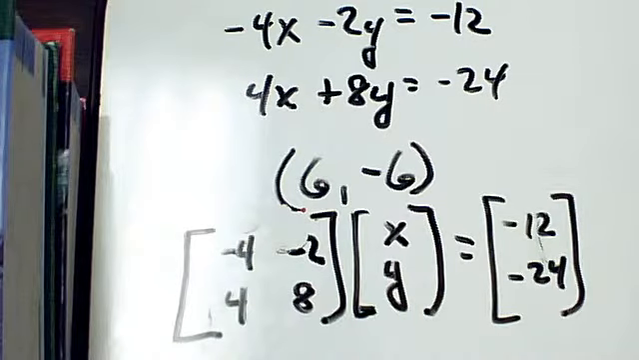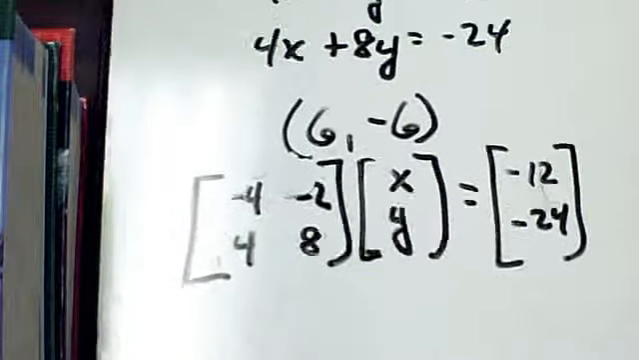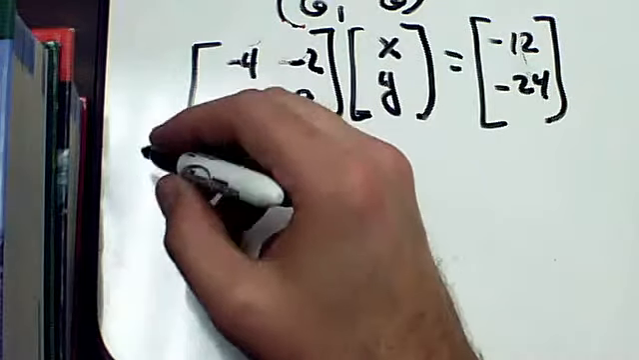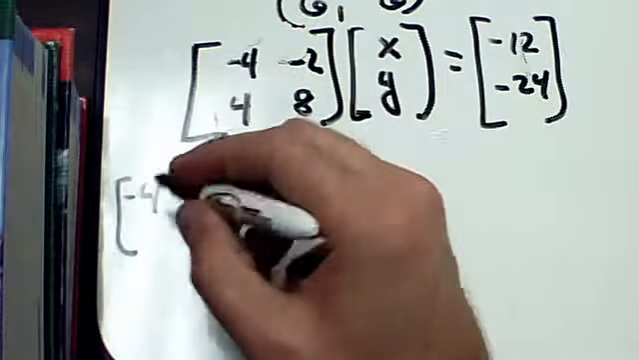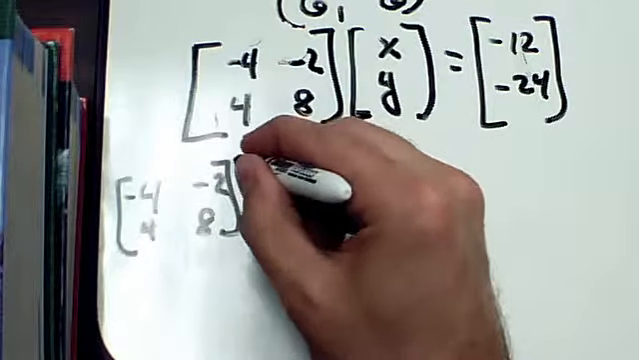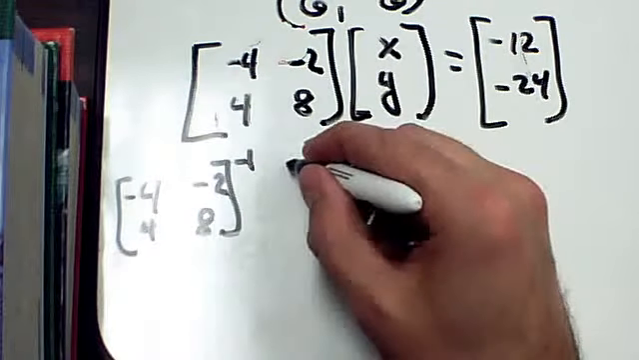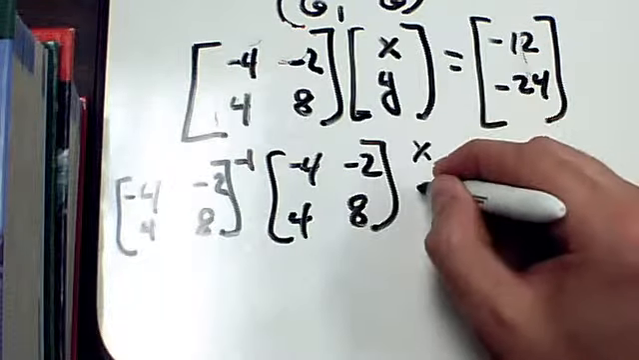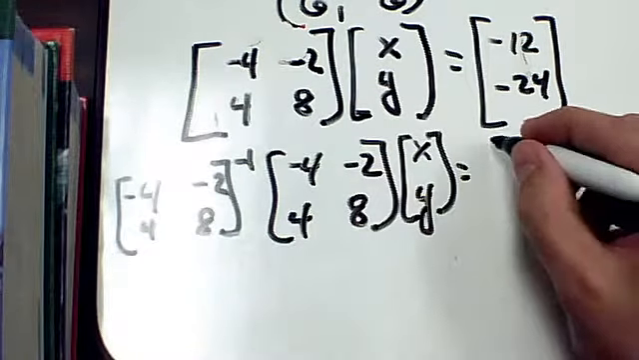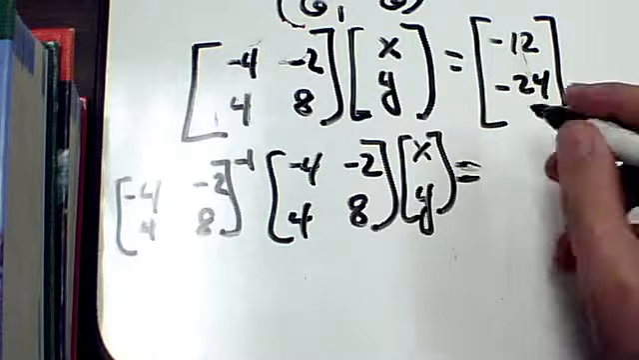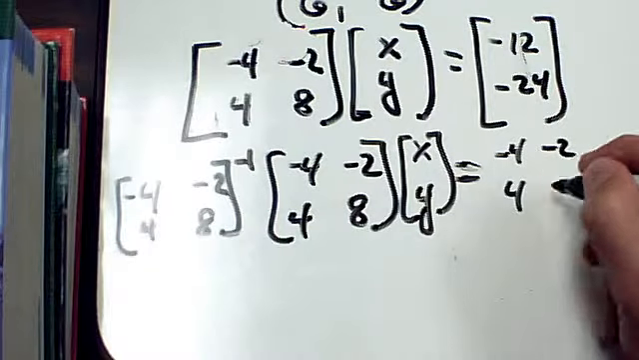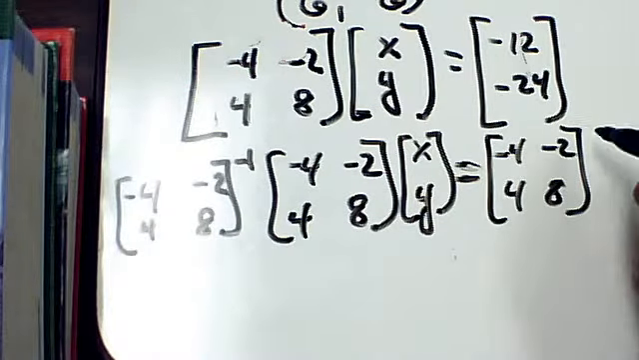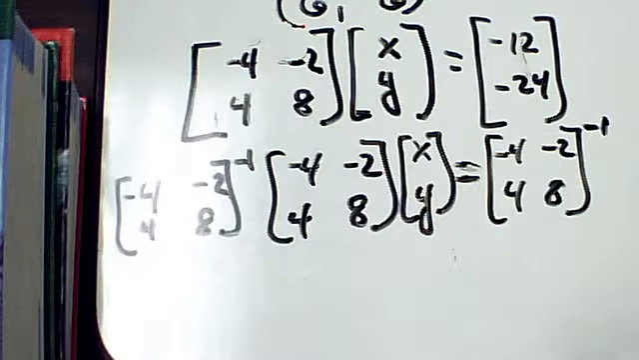So then if I wanted to solve, basically I'm going to multiply both sides by the inverse matrix. Now let me show you what that looks like. If I end up multiplying both sides by the inverse matrix, I will have negative 4, 4, negative 2, 8, inverse, times negative 4, negative 2, 4, and 8, times that matrix, is equal to, well, what you do to one side of the equation, you have to do to the other side. So we're going to take negative 4, negative 2, 4, and 8, and multiply that by the inverse. That's what we did over here.